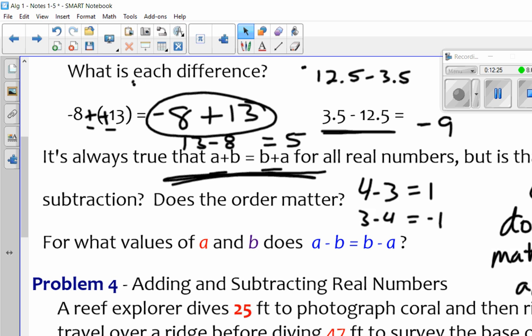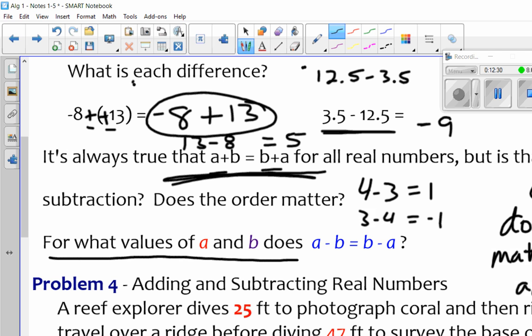So we kind of proved here that this little rule right here, that I can't flip it because I'll get different answers. I need to get the same, okay? And then this question says, what values of A and B does A minus B equal B minus A? And the only numbers I could think of is that both A and B have to equal 0 for that to be true. Okay.